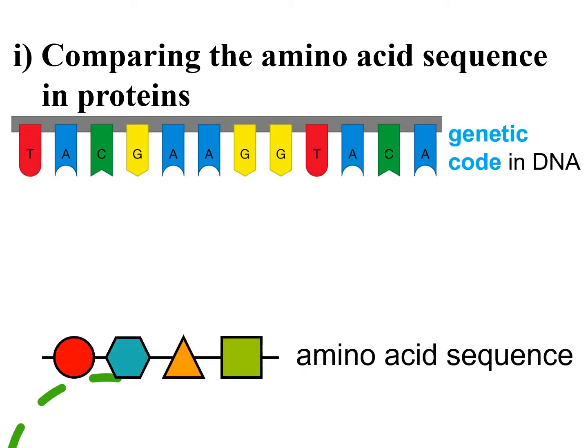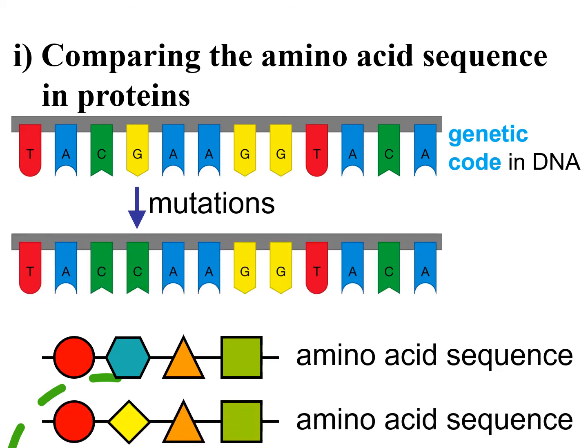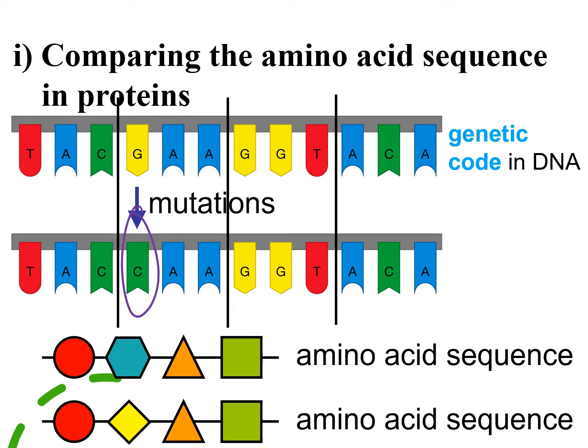We know that genetic codes in DNA help to code for amino acids. So with a particular genetic code, you will have a particular amino acid sequence. However, when mutation occurs, one of the bases is changed, and this causes a different genetic code which codes for a different amino acid. So now the amino acid sequence is changed.